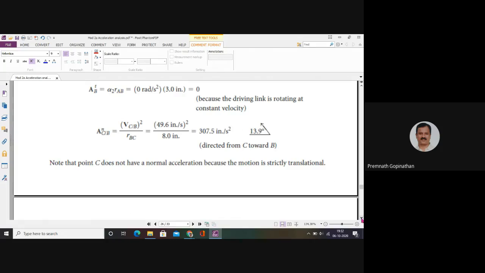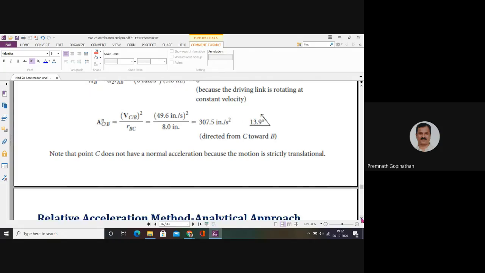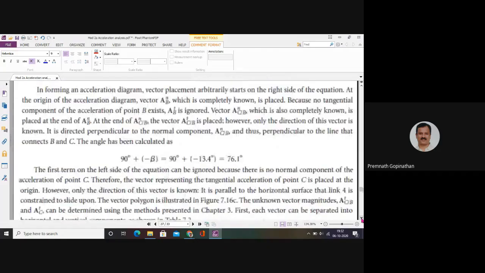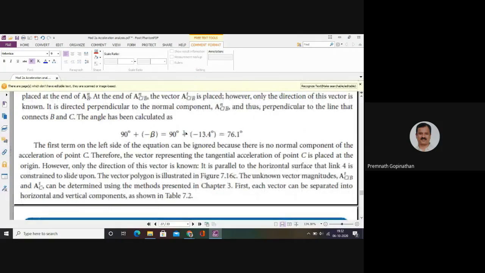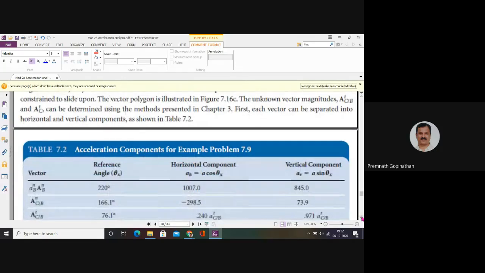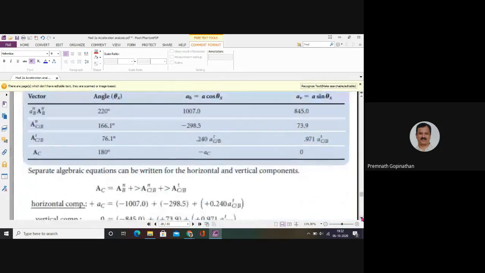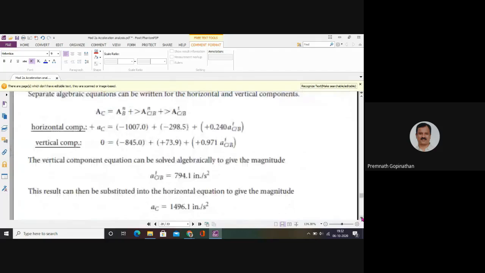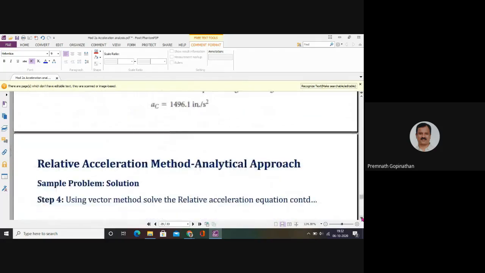Okay. Now, if you consider the other components, they can also be identified based on this geometry. So that's what I have shown in the acceleration polygon. So you just go through this literature and understand how it is being done quite easily, and then try to identify the various parameters. Okay.